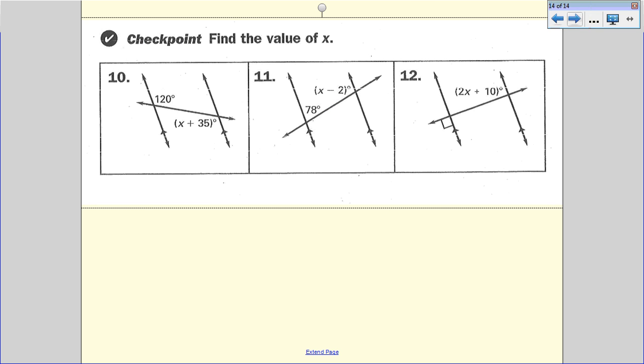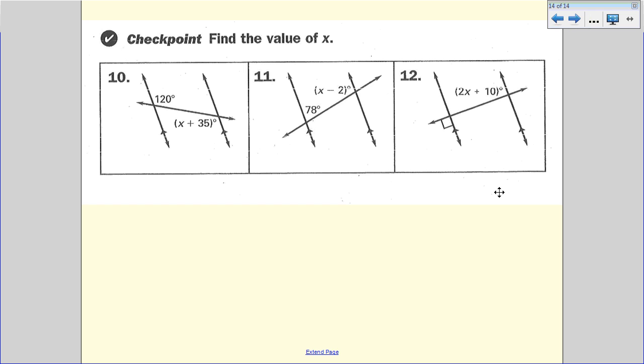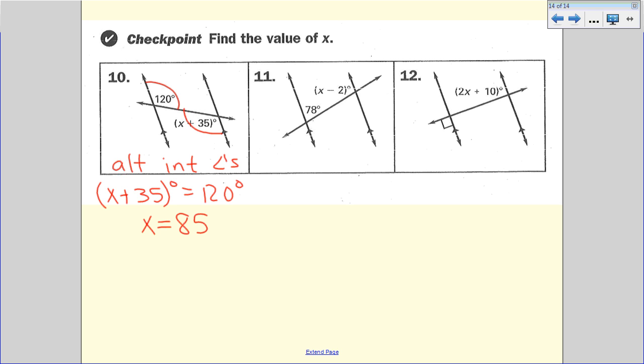All right, we've got 3 checkpoints. I'm going to do 2 of them with you. I'm going to mark my angles. I have 120 and I have x plus 35. They are on opposite sides, which means they're alternating, and they're interior. So these are alternate interior angles, which means if I look back, they're congruent. If we look, this is an obtuse angle, this is an obtuse angle. So x plus 35 equals 120 degrees. I'm going to subtract my 35 then I'm going to get x is equal to 85.